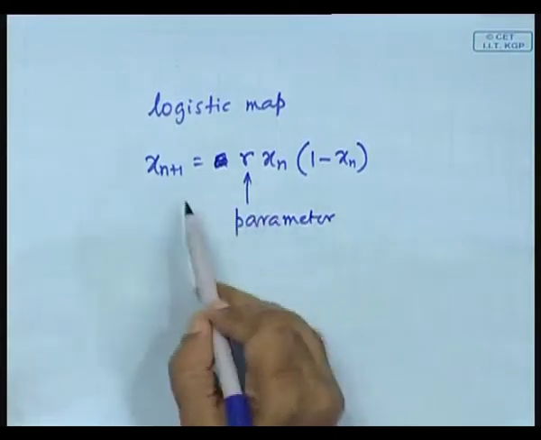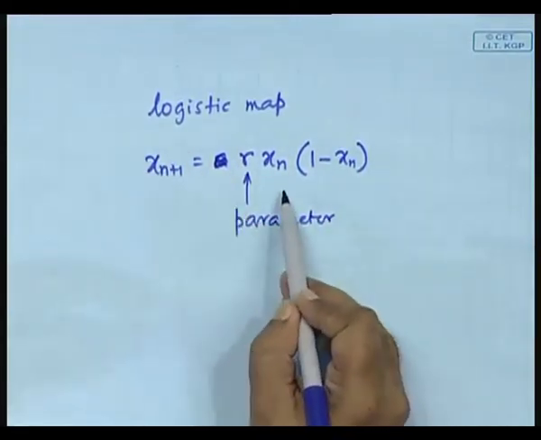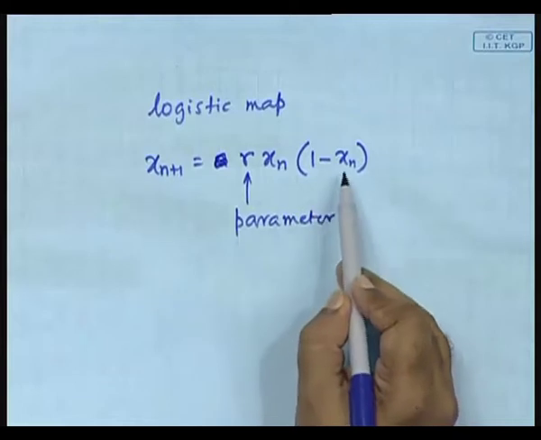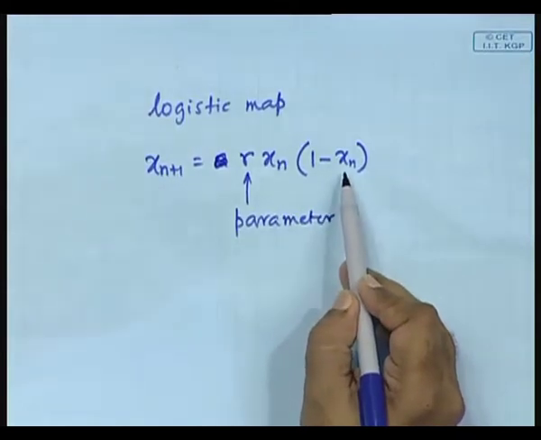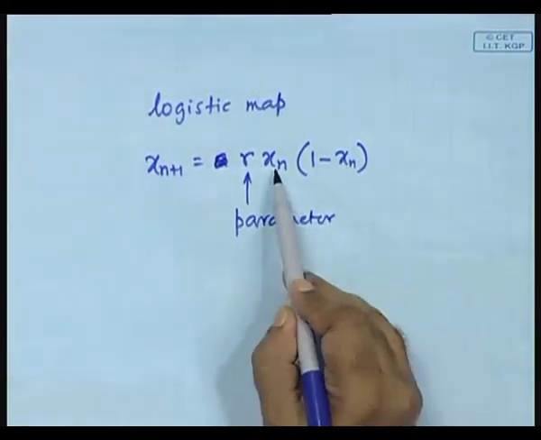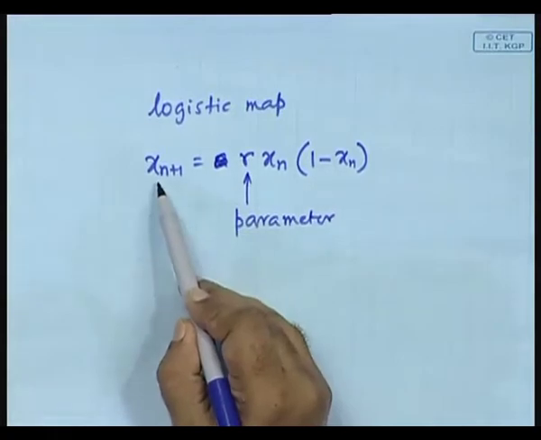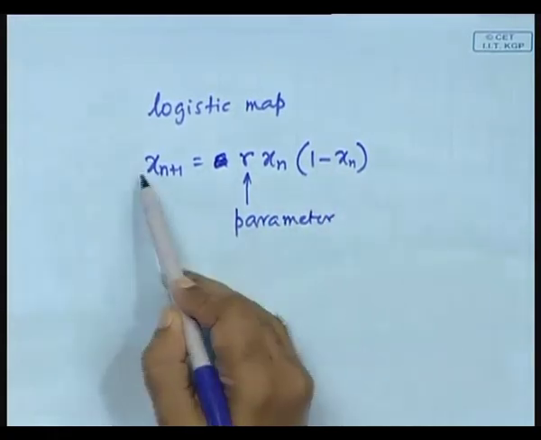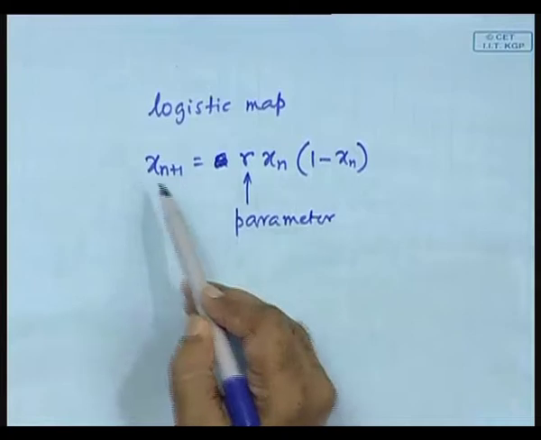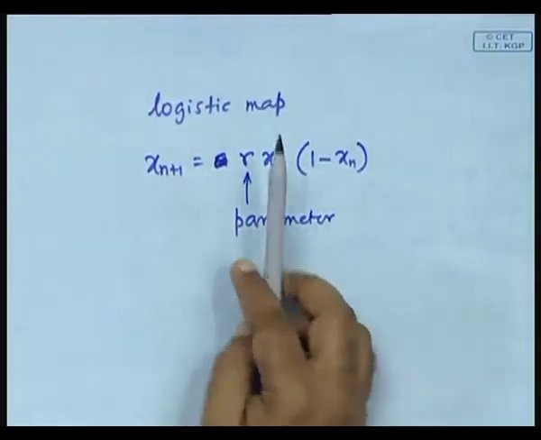So, in order to study this behavior, what will you do? You will start from any initial condition and go on iterating it. Start from x naught, this will give you x 1, put that back here, it will give you x 2, put that back here, it will give you x 3, and so on and so forth. You get a sequence of numbers.